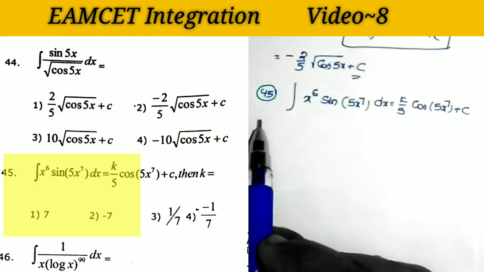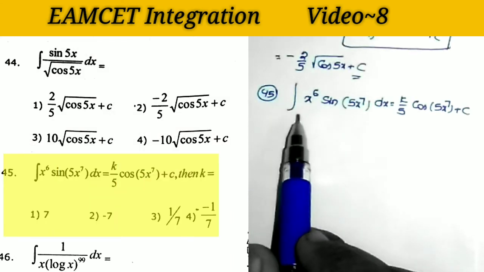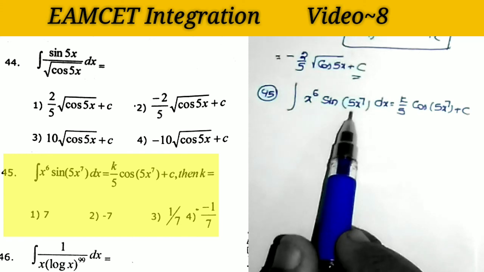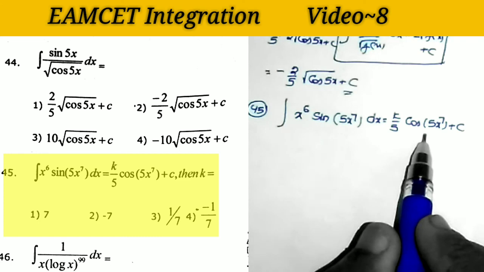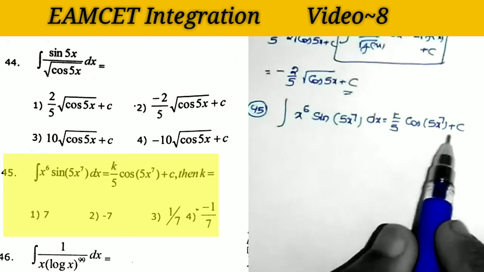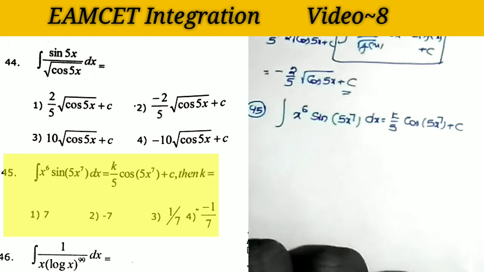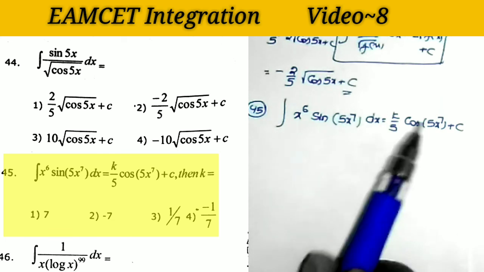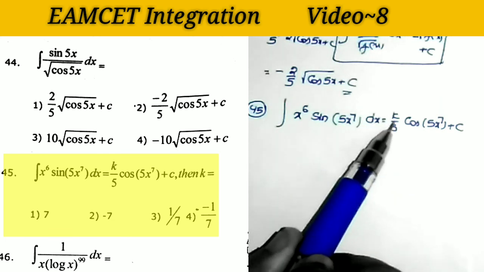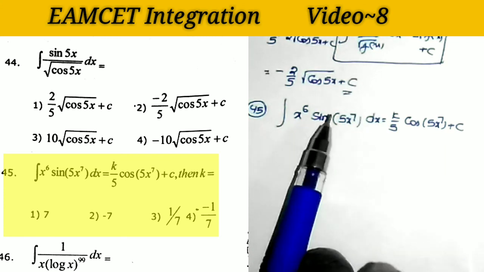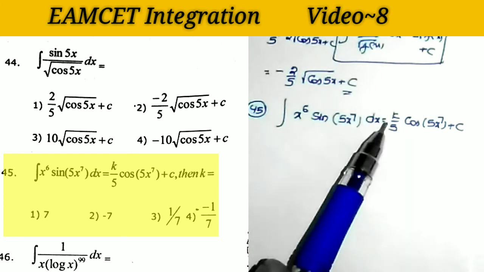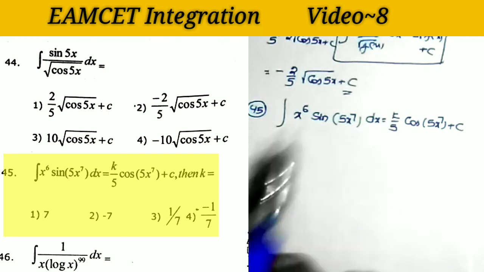Next problem, sum number 45. Integral x power 6 into sine of 5 into x power 7 into dx is equal to k by 5 into cos of 5 into x power 7 plus c. Then what is the k value? Here also the answer is given, but some constant is missing in the answer. We have to find that constant.